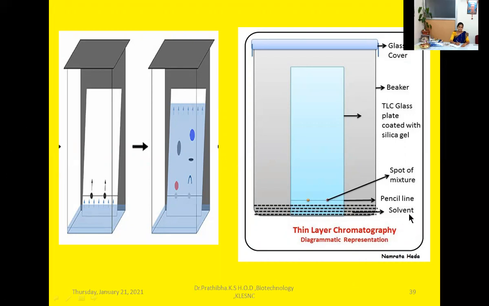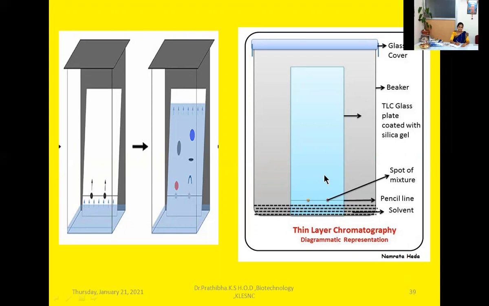Here you can see this is the solvent front. With a pencil you need to make a line above that solvent front. The spot should not dip in the solvent. The spot should always be above the solvent, because if it is dipped, it will mix with the solvent, and then you won't be able to serve the purpose of this experiment. So on the line above the solvent, you have already loaded the sample, right?